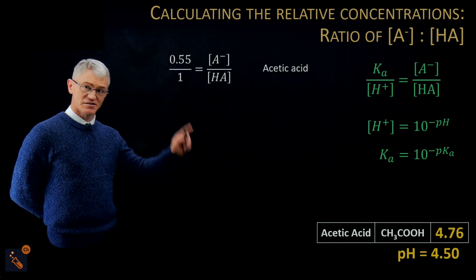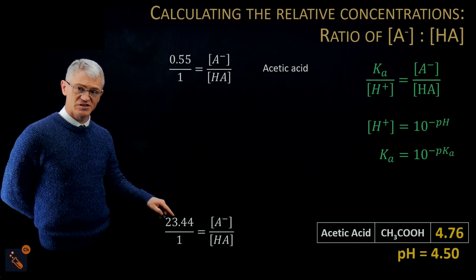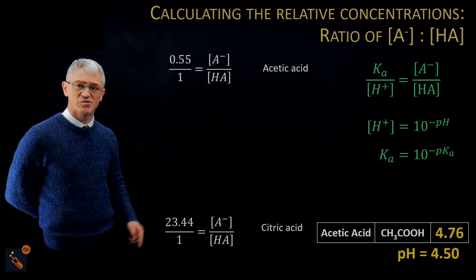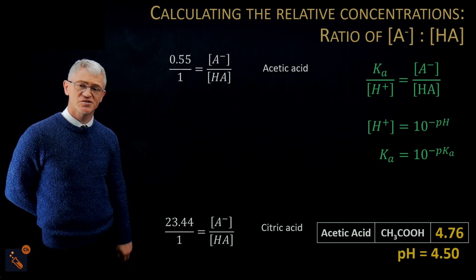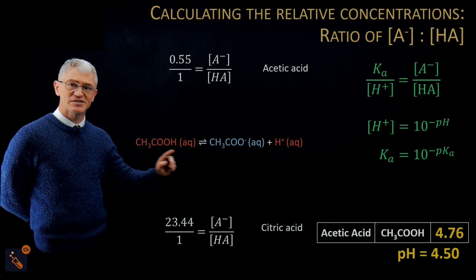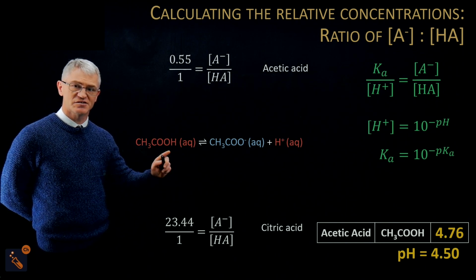So the acetic acid is that ratio. The ratio of the citric acid is 23.44 over 1. You see, it's massively in favour of the salt. So if that's the case, let's just put it in the case of acetic acid, not citric acid.